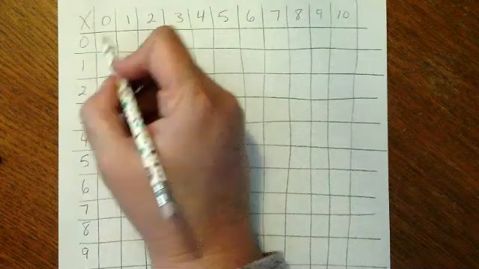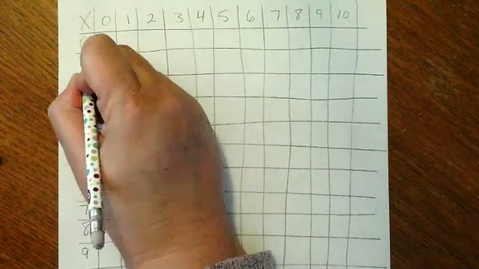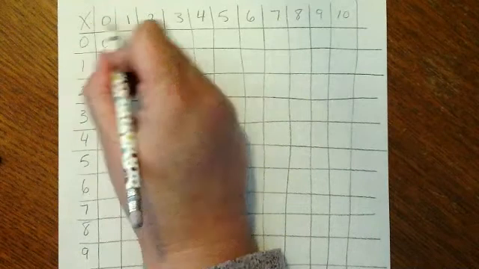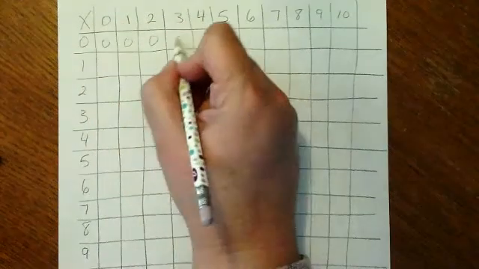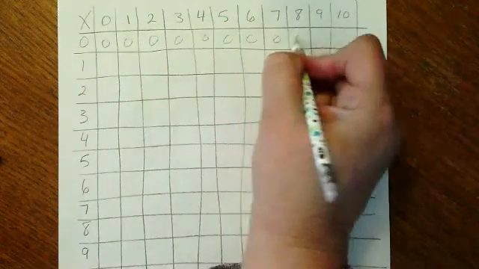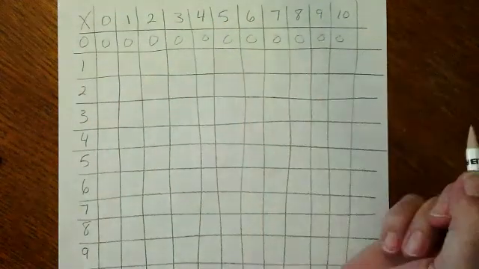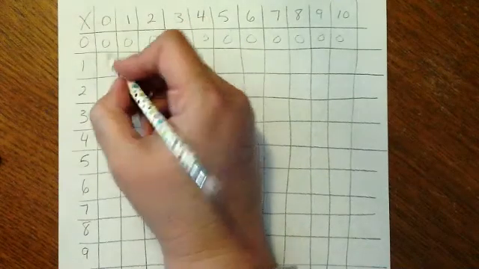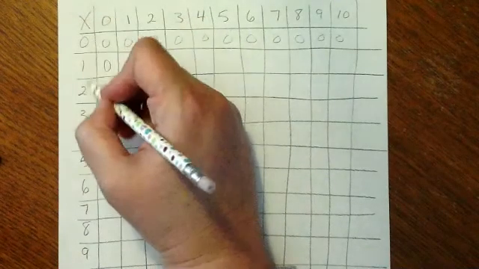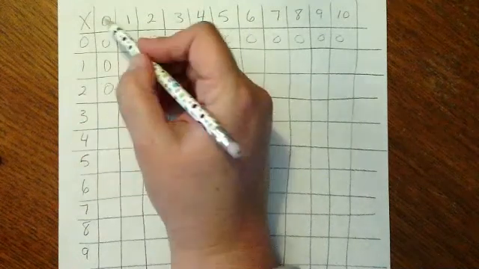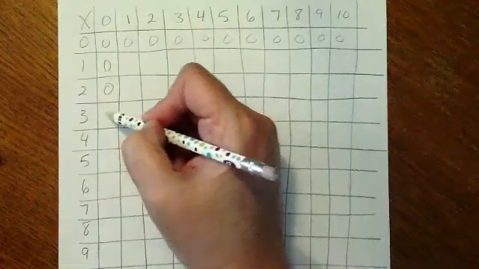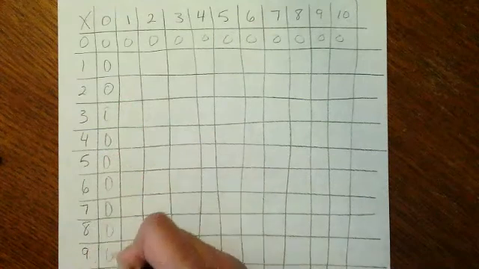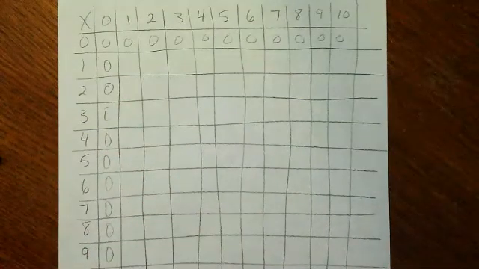0 times 0 equals 0. 0 times 1 equals 0. 0 times 2 equals 0. 0 times everything equals 0. So I can write 0 all the way across. But what about this way? 0 times 1 equals 0. 0 times 2 equals 0. 0 times 3 equals 0. This is quite the pattern. 0 times anything equals 0.